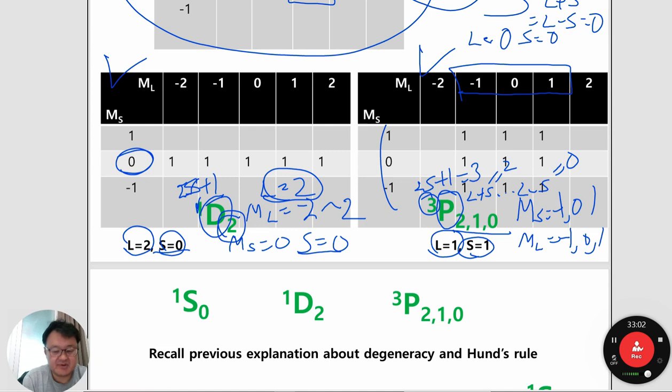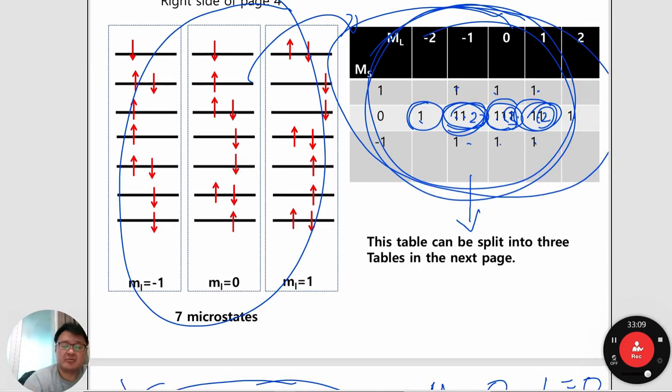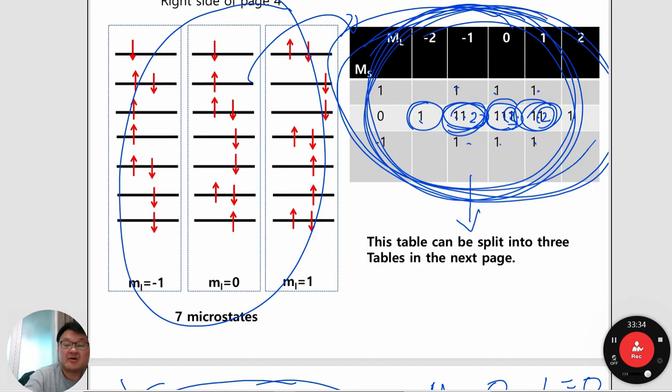So summarizing, from the 15 microstates, for each microstate we calculated capital ML, which is the sum of the magnetic quantum numbers of all electrons in a given microstate, and capital MS, which is the sum of the spin quantum numbers of all electrons in a given microstate. For all 15 microstates, we calculated capital ML and capital MS, and we completed this table.